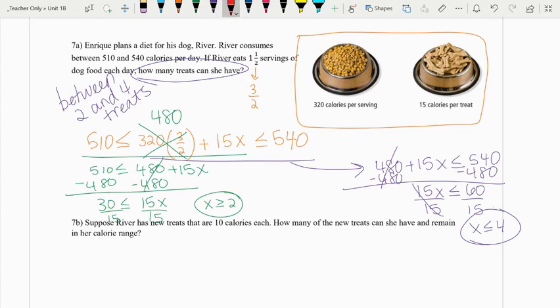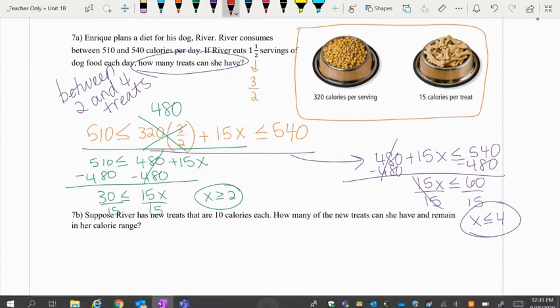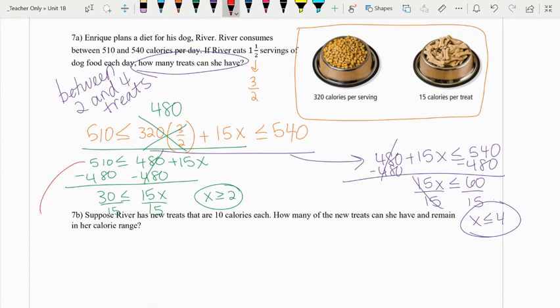On 7b, it says, suppose River has new treats that are 10 calories each. How many of these new treats can she have and remain in her calorie range? So we're going to essentially take these equations and rewrite them just with the 10. So we'd have 510 is less than or equal to 480 plus 10x. And this one would end up being 480 plus 10x is less than or equal to 540.